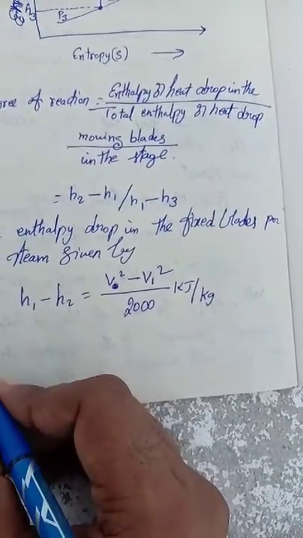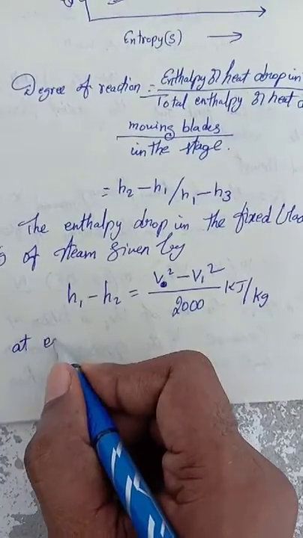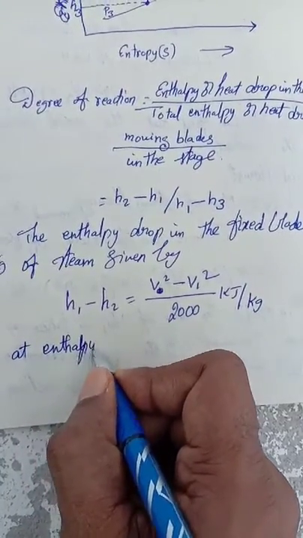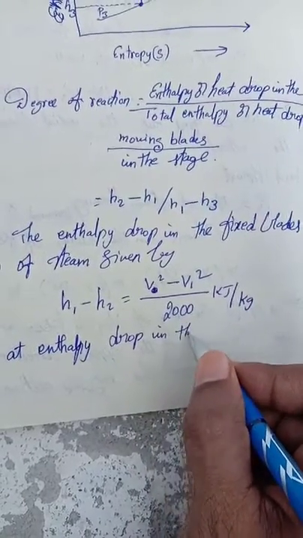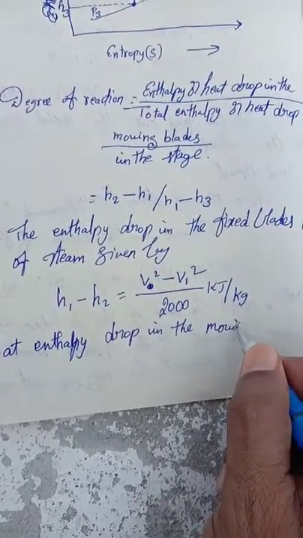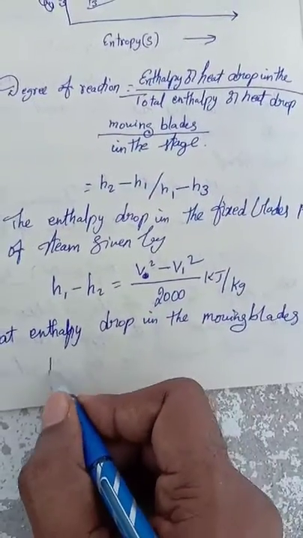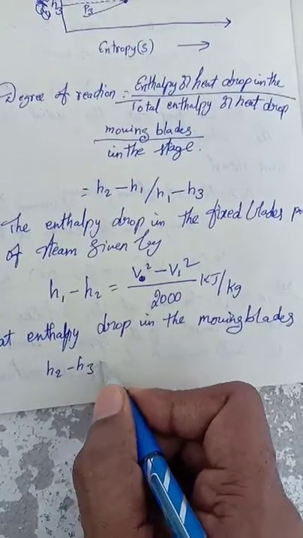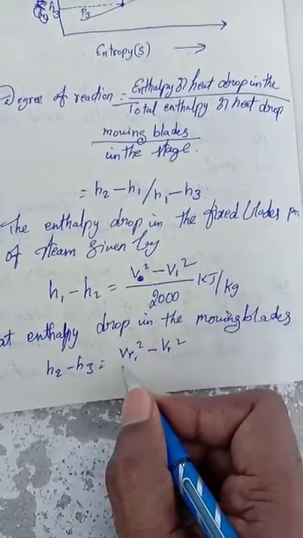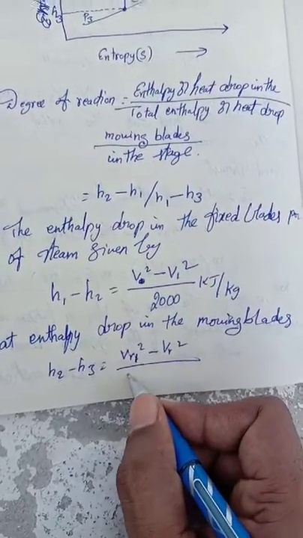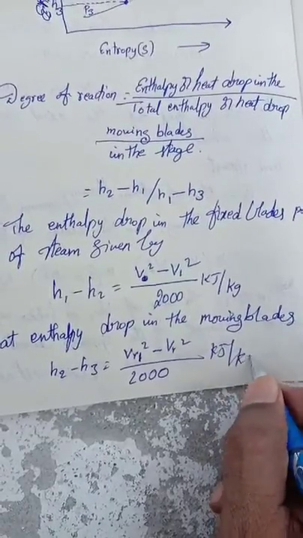Okay, now the enthalpy drop in the moving blades: H2 − H3 = (VR1² − VR²)/2000 kilojoules per kg.